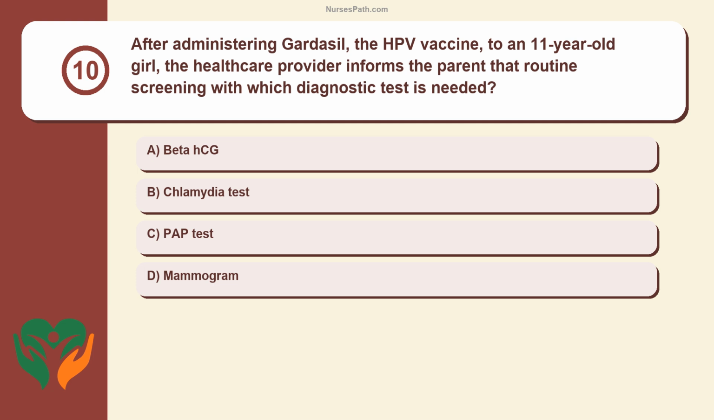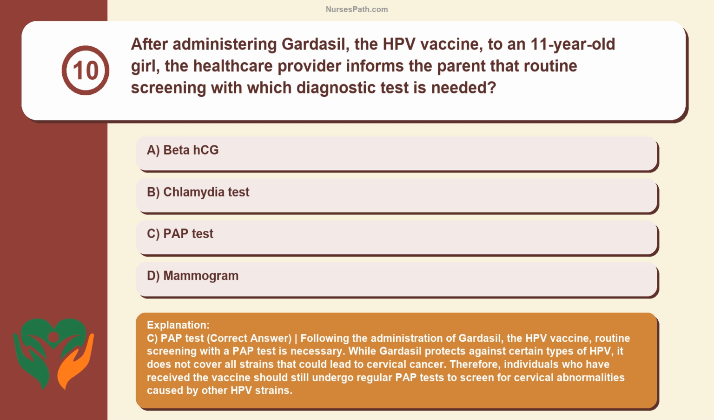Question 10. After administering Gardasil, the HPV vaccine, to an 11-year-old girl, the healthcare provider informs the parent that routine screening with which diagnostic test is needed: beta HCG, chlamydia test, Pap test, mammogram. C. Pap test. Correct answer.